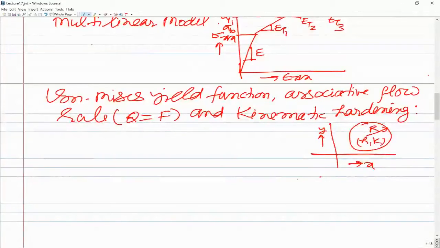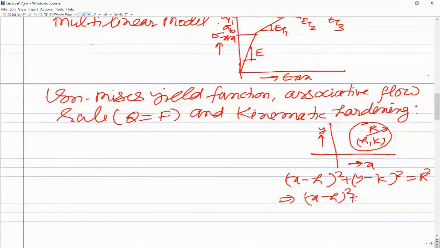In this case, the equation of the circle is (x minus h) whole square plus (y minus k) whole square is equal to r square. Or you write this as the square root of (x minus h) whole square plus (y minus k) whole square, minus r, is equal to 0. So you write this kind of an equation. The same thing we do for the yield function for kinematic hardening.